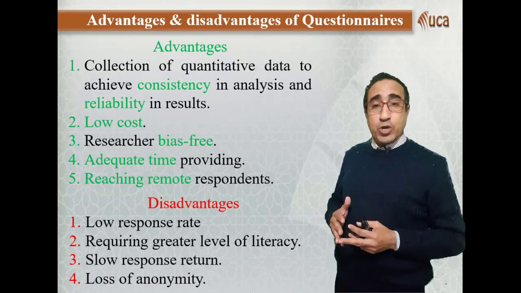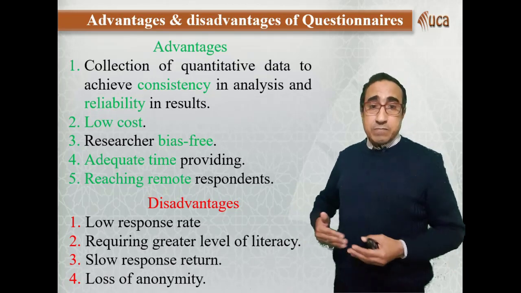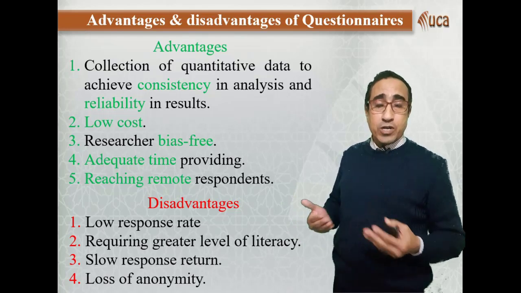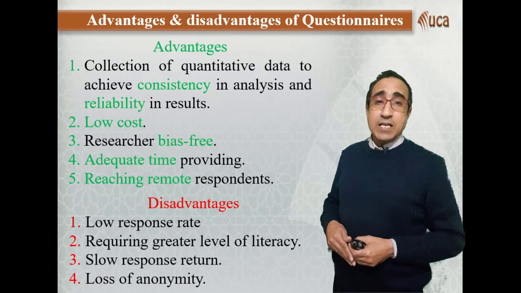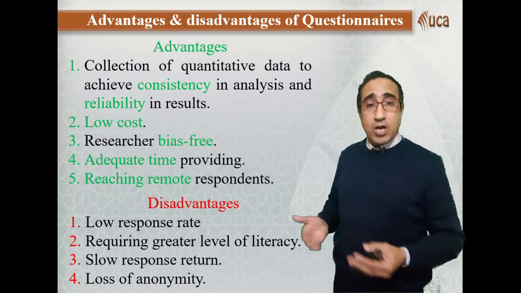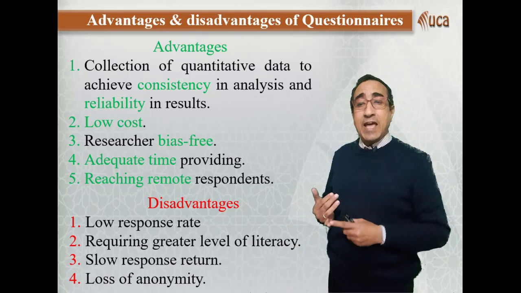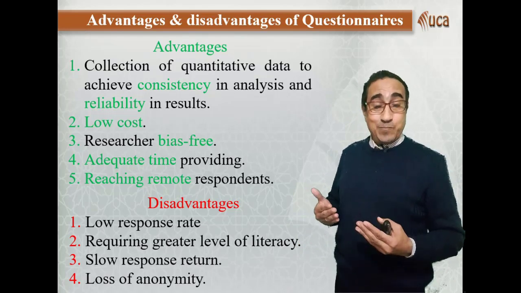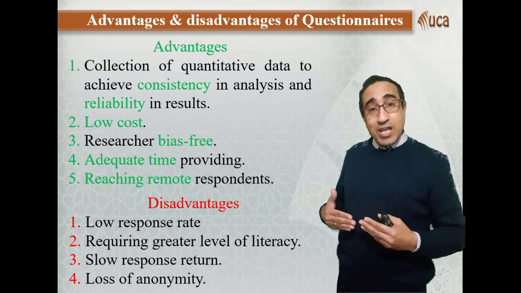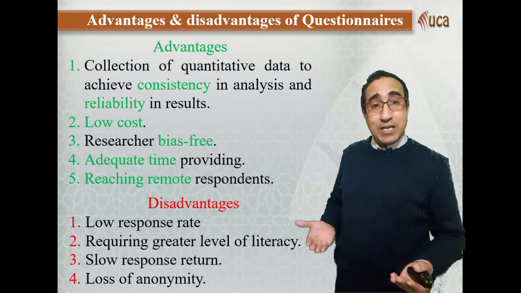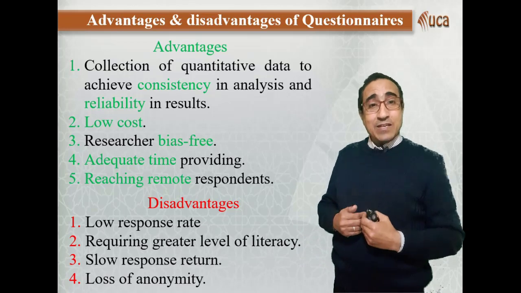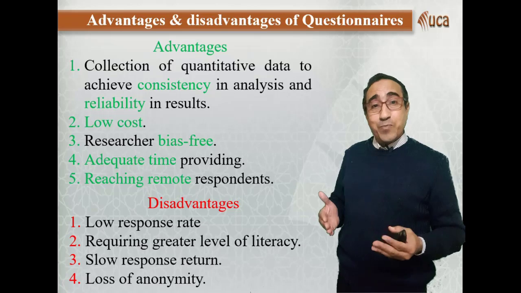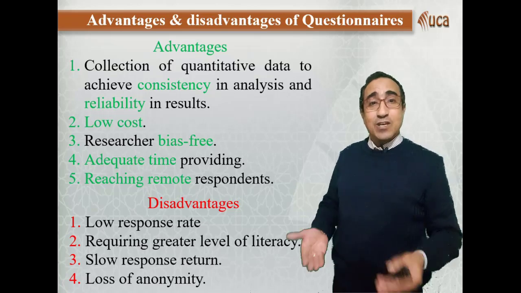Slow response return: if there is a return, it may be slow, after a week or 15 days. Okay, so the researcher has got to wait. And then loss of anonymity. It means when you send a questionnaire to a friend, to a colleague, and he sends back his responses, you will know what type of answers he has got for you.